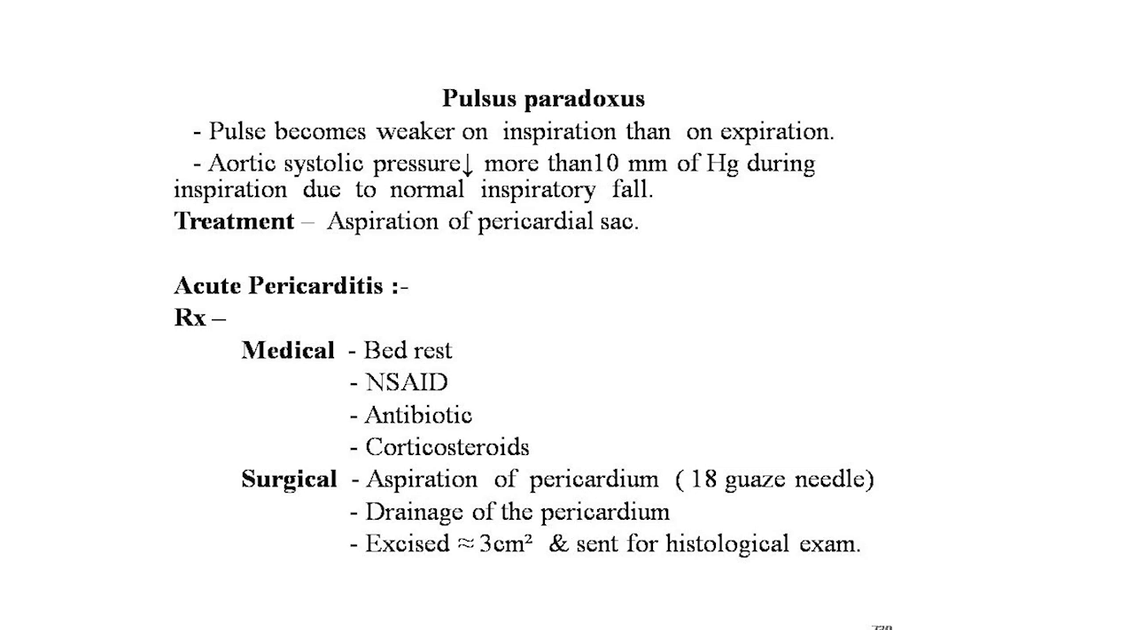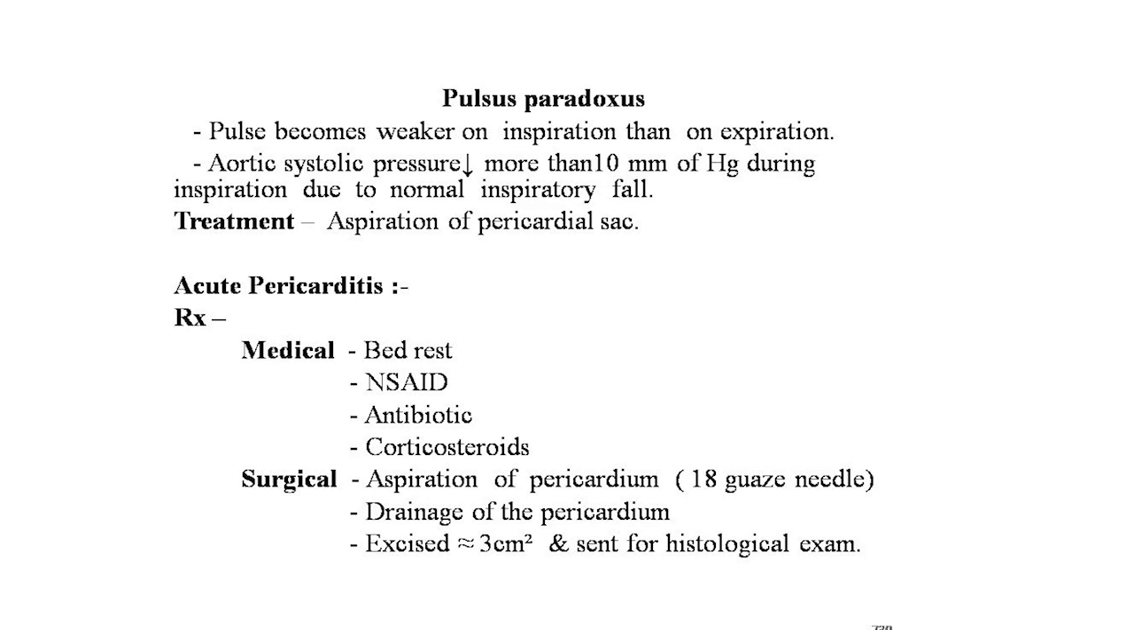If pain is not relieved within 48 hours, a corticosteroid, that is 60 to 80 mg of prednisolone daily, may be given. Surgical treatment, pericardial aspiration and instillation of antibiotic, is usually necessary. If medical treatment fails, surgical drainage of the pericardium is required if aspiration proves ineffective in controlling the disease.